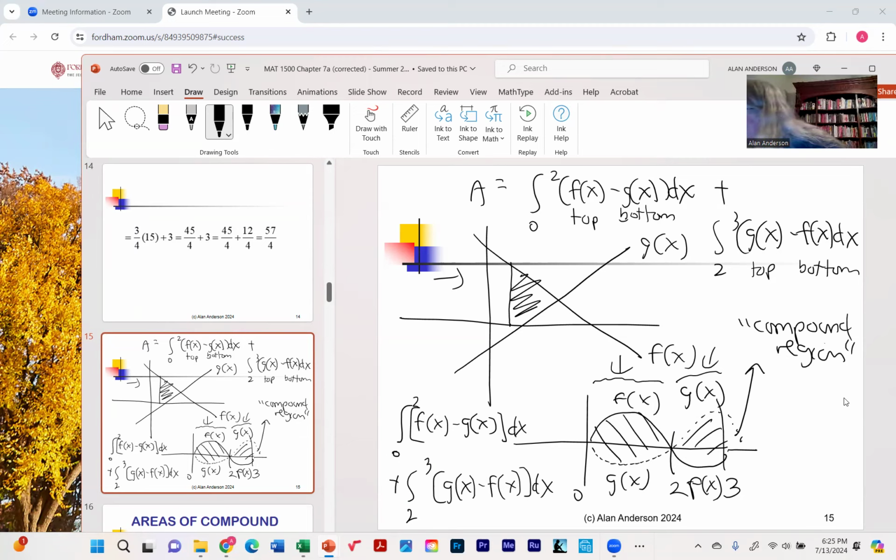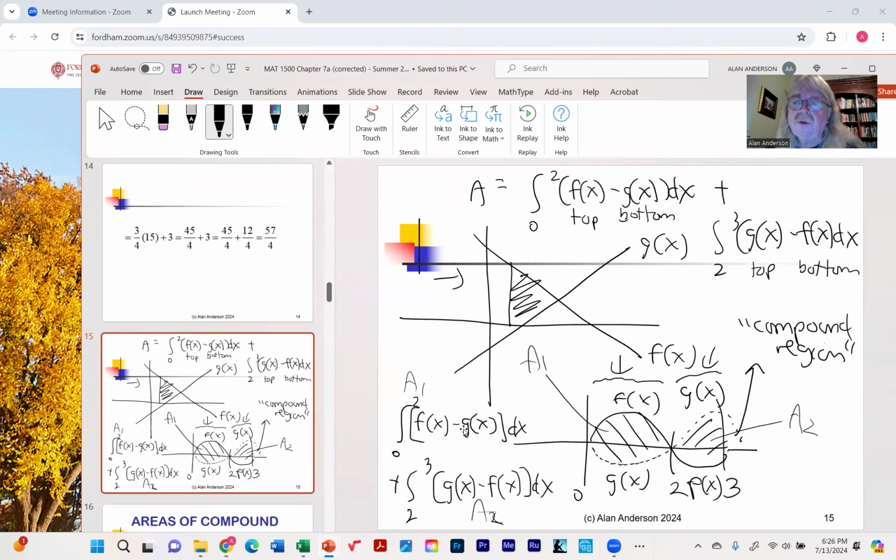Okay, so we're going to call, let's say this is a1 and this is a2. This is a1 right here. You can see between 0 and 2, f of x is on top, so we subtract g of x from f of x. In the bottom here, we have second area, which is a2. And between 2 and 3, we have to reverse the order of the subtraction. G of x is now on top of f of x. Okay, so that's how we handle a situation where one function is not always on top of another.